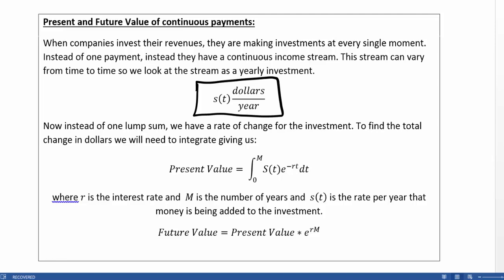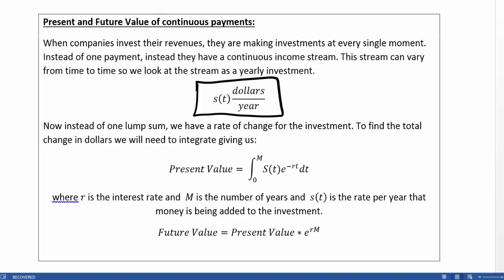Similarly, our future value is very similar to the future value formula we computed before. Only now our future value will be present value e^(rM). So we're going to be using M as our variable to represent time, where we can plug in one number for time. When we use t, we're using it as a variable in our calculations.